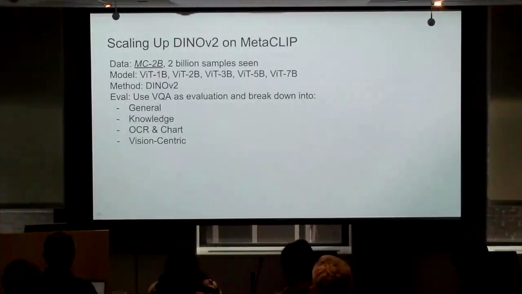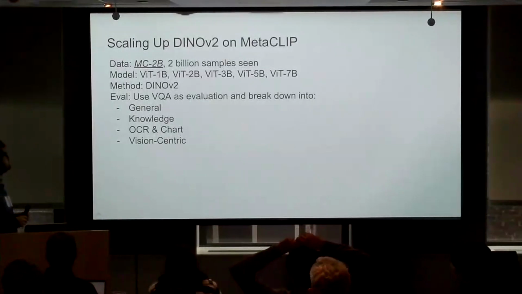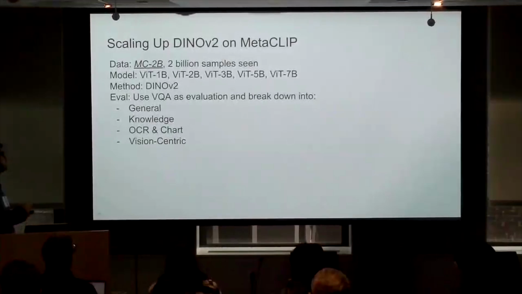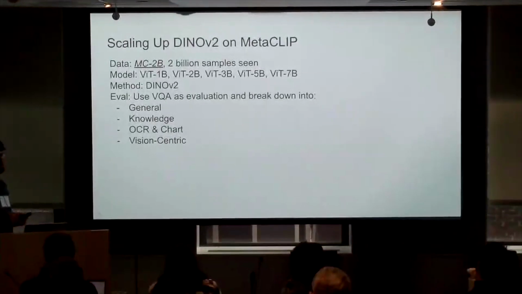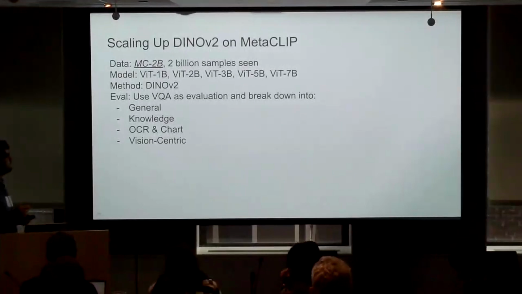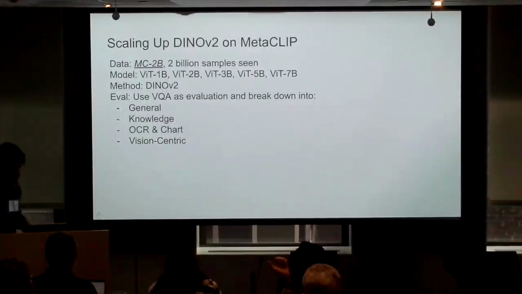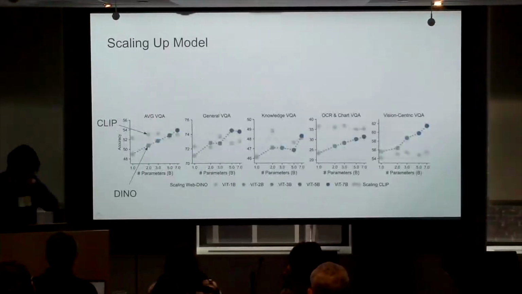Okay, so let's scale Dino v2 on MetaCLIP data. We're going to use 2 billion images in this experiment. We're going to scale the model starting from the ViT-1B, the ViT-G that was provided in Dino v2, up to a ViT-7B. And we introduced specific model configurations in the paper. And we're going to use VQA for evaluation.